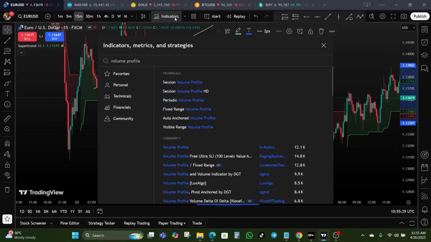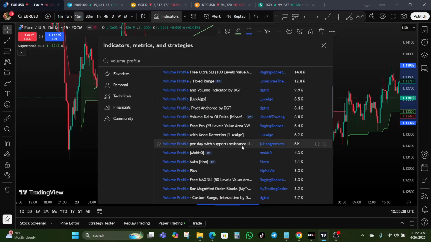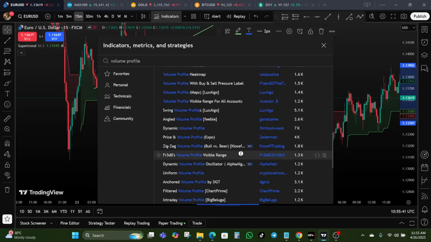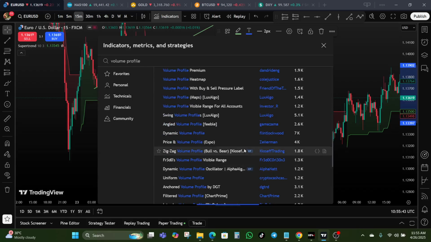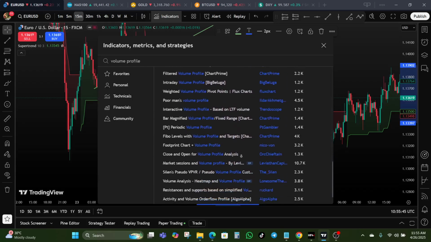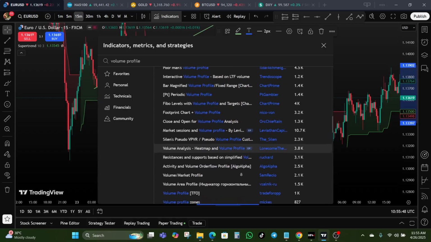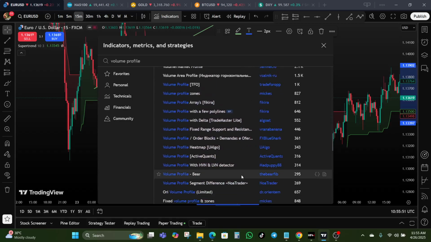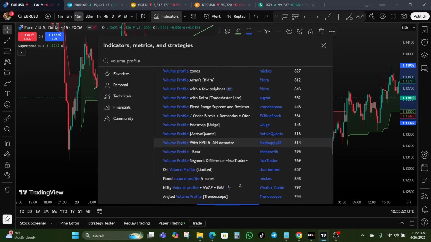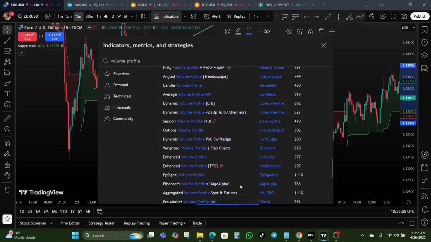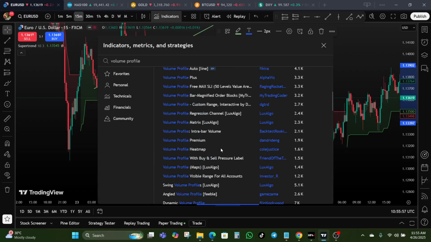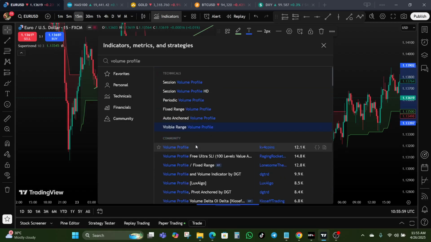Now, the next indicator we are going to be talking about is the volume profile. All right, the volume profile. Okay, let's add the volume profile indicator to the chart.